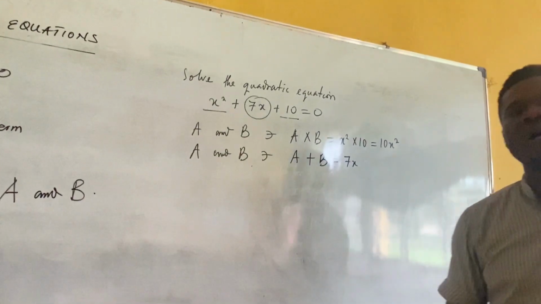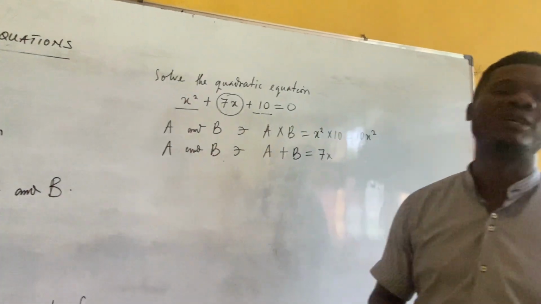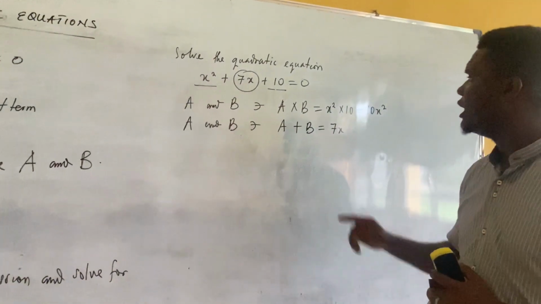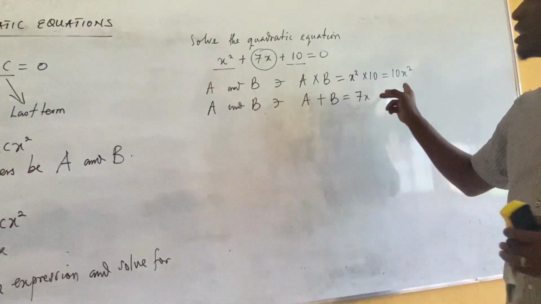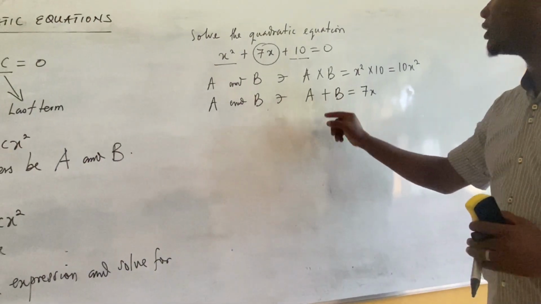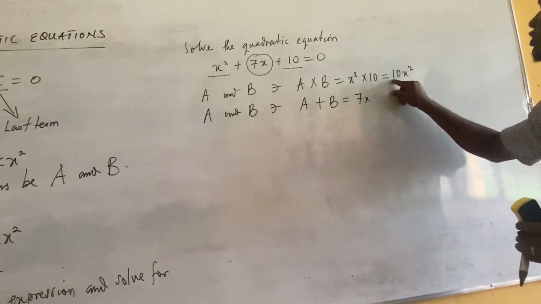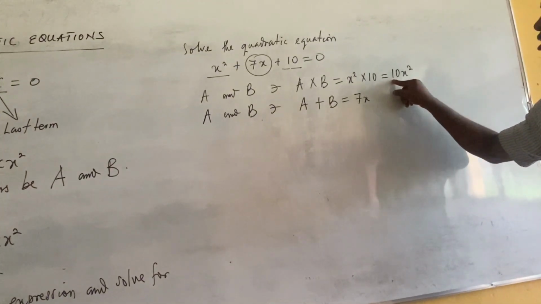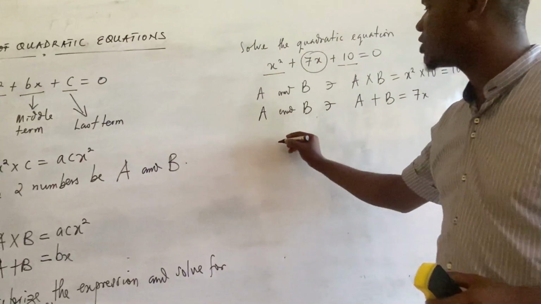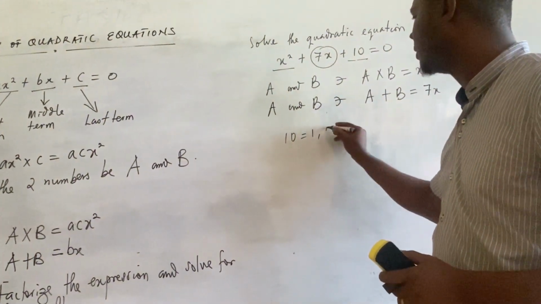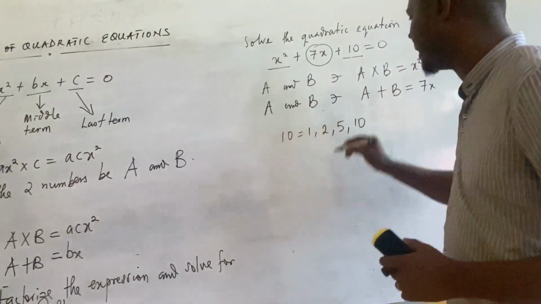Now I'm going to give you a clue on how to look for the two numbers without wasting time in the exam. If you are to look for these two numbers such that they multiply to give the product of the first and the last term, and add up to give the middle term, I would advise you to look for those two numbers among the factors of 10. So what are the factors of 10? The factors of 10 are 1, 2, 5, and 10.